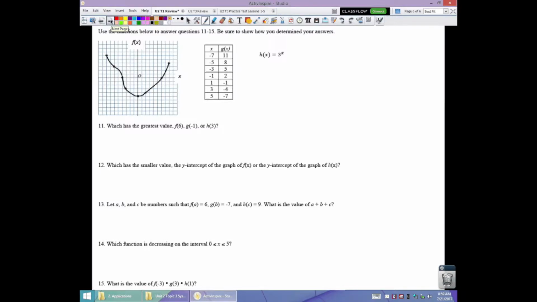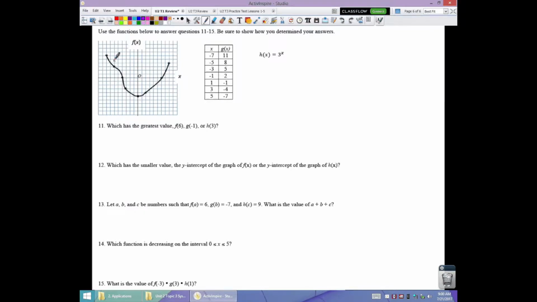All right, and finally this back page here. We're going to use the three functions named f, g, and h. One's a graph, one's a table, one's a formula, an equation. We're going to use those to answer all 5 questions on the back page here. Please make sure you don't try to rush through this. Don't try to guess by glancing at it.